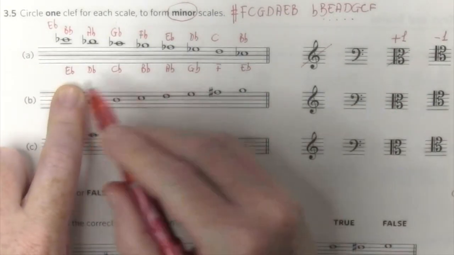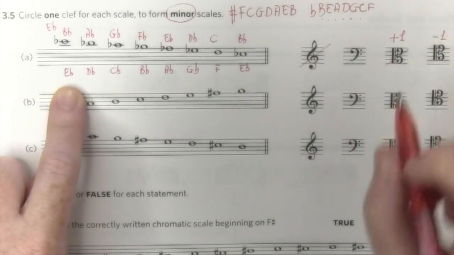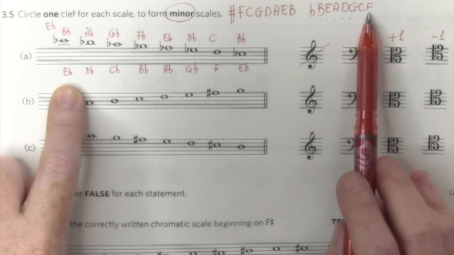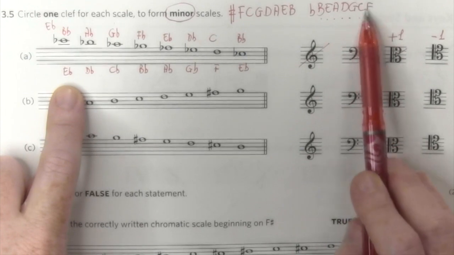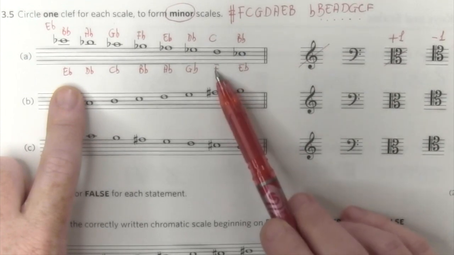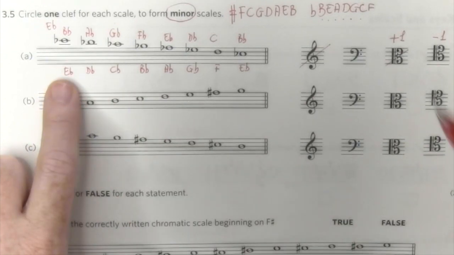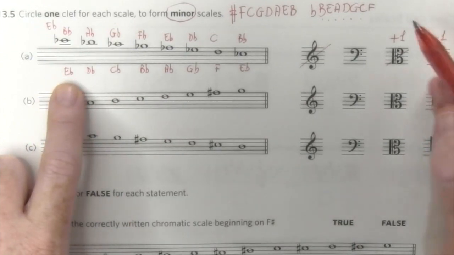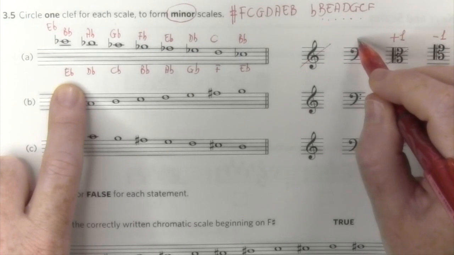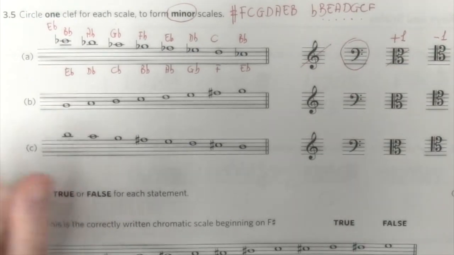E flat has six flats, so the only natural note would be F. And this is it. So the answer is E flat, as we said in the very beginning, and therefore this note is in bass clef.